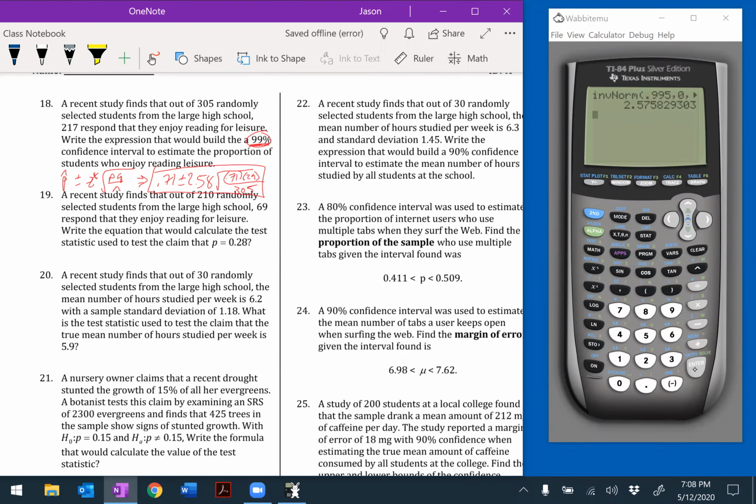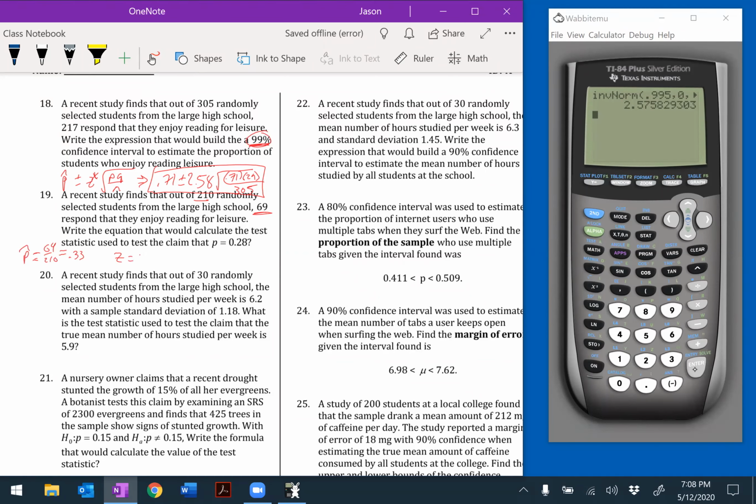Number 19. A recent study finds that of 210 randomly selected students from a large high school, 69 responded that they enjoy reading for leisure. Write the equation that would calculate the test statistic used to test the claim. P is equal to 0.28. So first, I need to find out, what's P hat? P hat here is 69 out of 210, which is about 0.33.